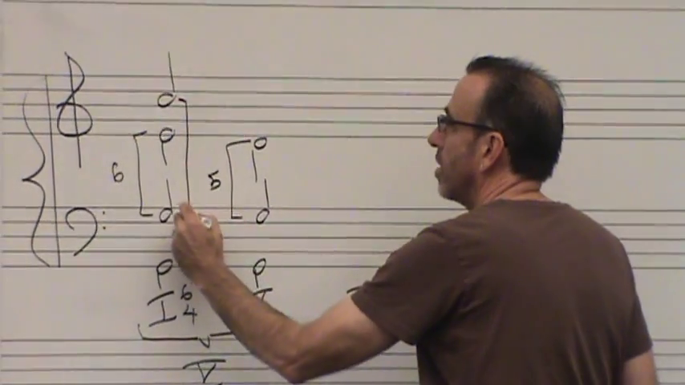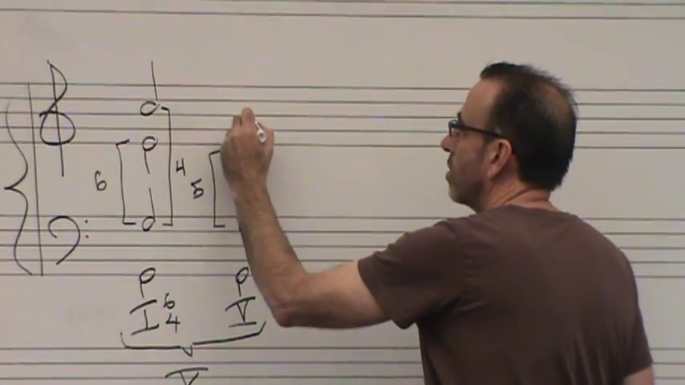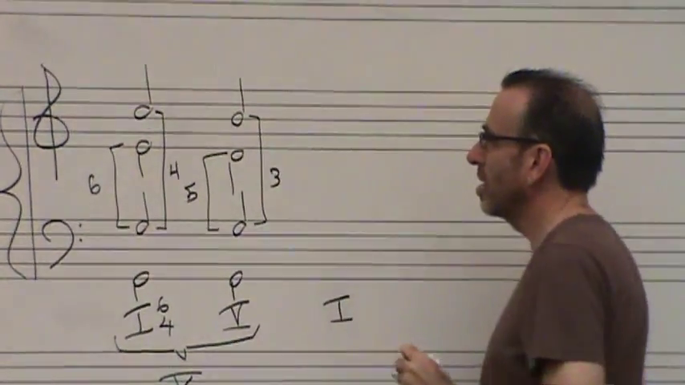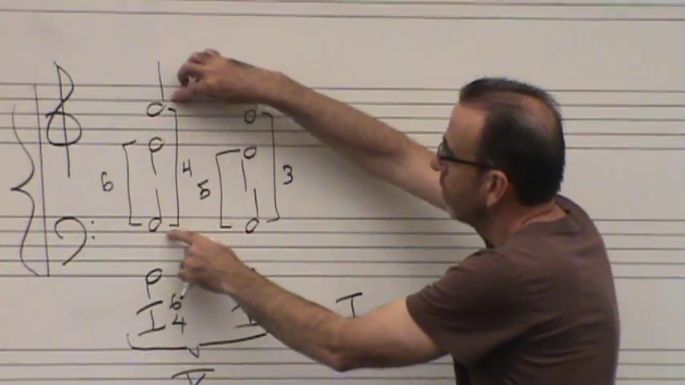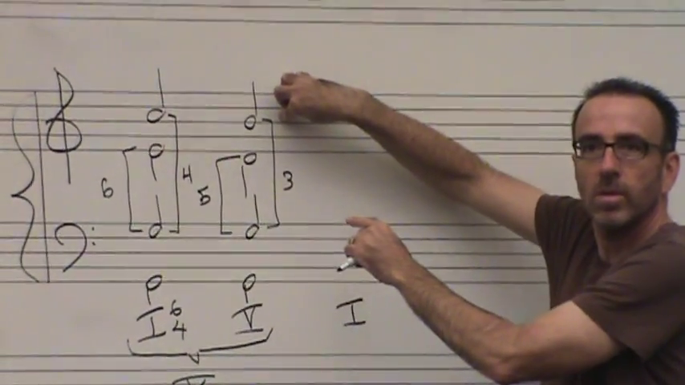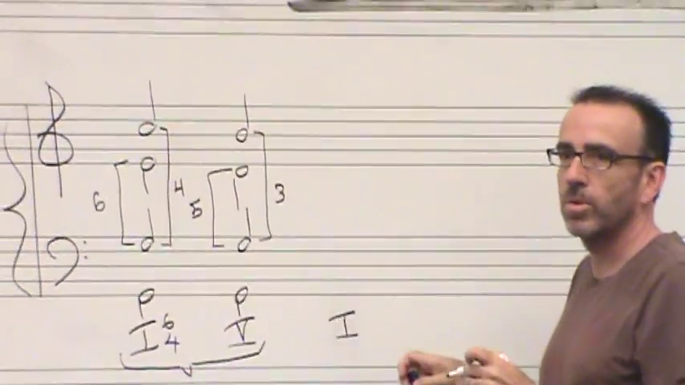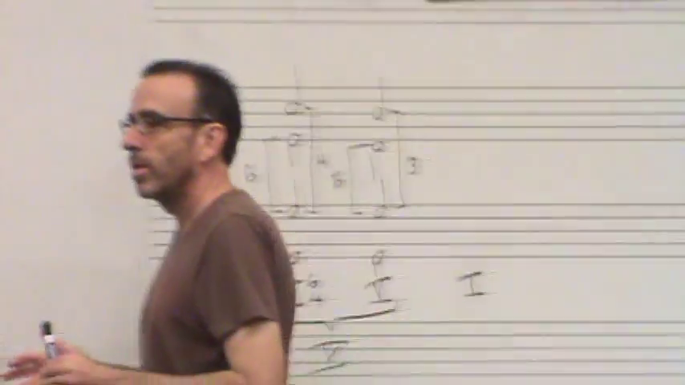And this interval, which is a perfect 4th, is going to resolve to a 3rd. Is that too complicated? But, so 6 goes to 5, 4 goes to 3. The interval of a 6th becomes a 5th, the interval of a 4th becomes a 3rd. And mainly that's because of the 4th.